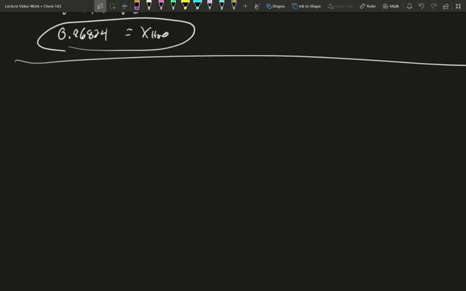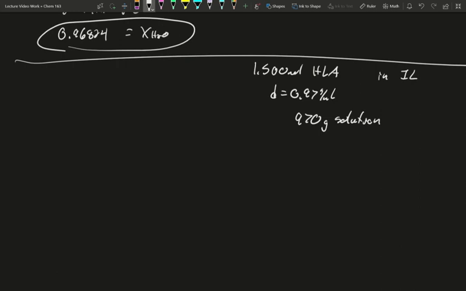Well, we have the mole fraction for water. We know we added 1.5 mole of lactic acid, and that was in 1 liter of total solution, and its density was equal to 0.97 grams per milliliter. So we have 1,000 milliliters, so it's 970 grams of solution. Because we know the volume of that solution and we knew the density, we could find the total grams of solution. And we know the moles of lactic acid.